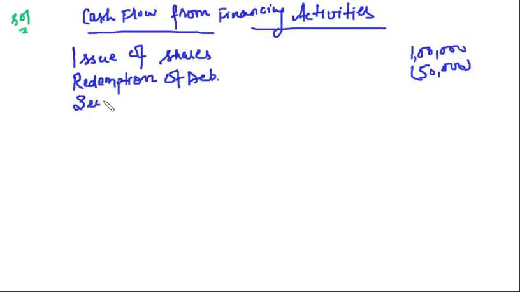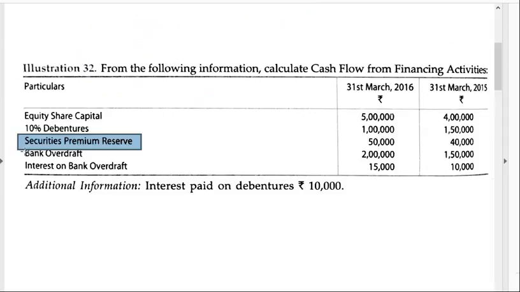So your securities premium reserve is increasing. That means money is coming to you, 10,000. Clear? Next, bank overdraft, loan from bank.